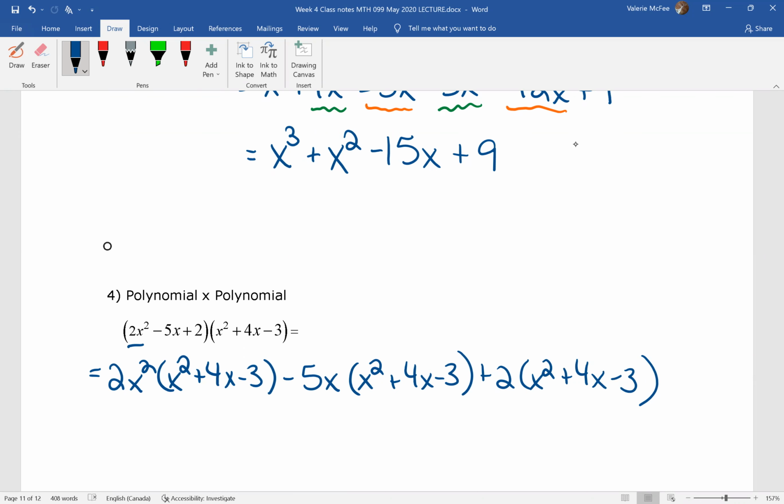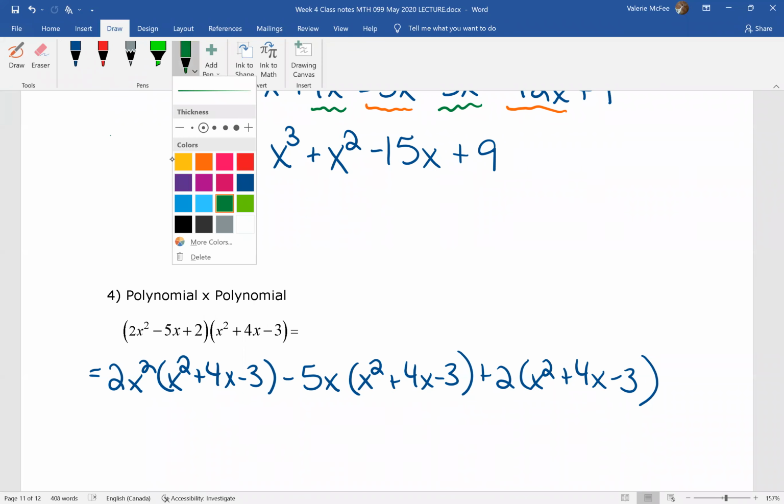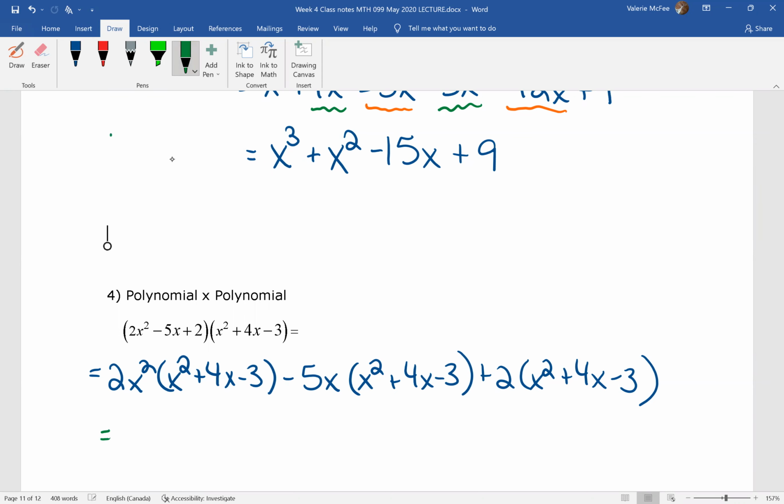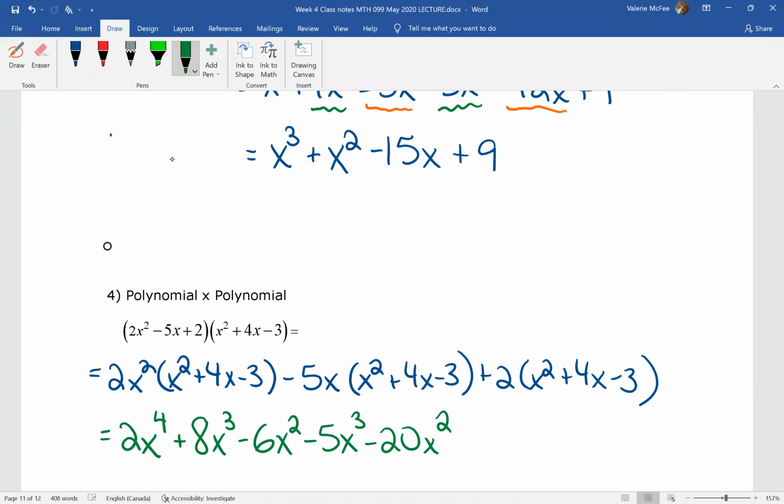And now we're using the distributive property. 2x squared times x squared, keep the base, add the exponents. 2 times 4 is 8, add the exponents. 2 times -3, there are no other x squareds. And now minus 5x. Keep the base, add the exponents. Minus 5 times 4 is -20. Keep the base, add the exponents.